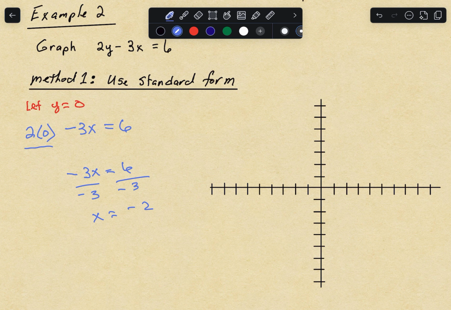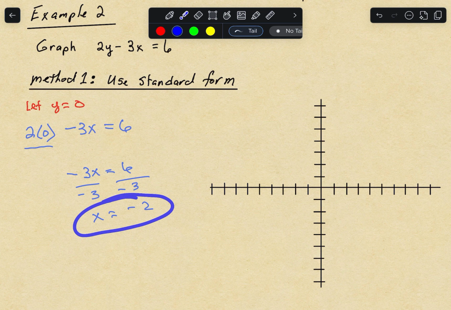Now, you know that one of the points is right here, this is where the x-intercept is. If y equals 0, then that's the x-intercept. If x equals 0, then you know what the y-intercept is. So if you're going to plot it, now you can just say this. Well, let's go ahead and plot that in.